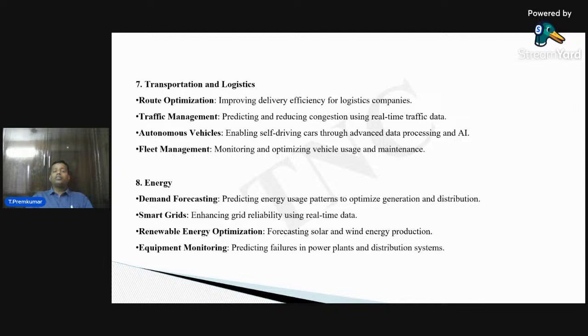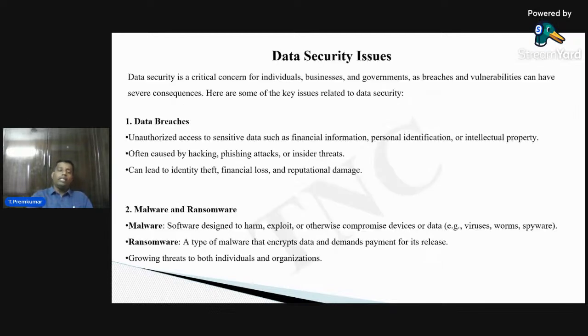And in the case of smart grids, we will mostly be improving grid reliability using real-time data. Then renewable energy optimization, which is forecasting solar and wind energy production. And equipment monitoring tells you about predicting failures in power plants and distribution systems. So this is the place where we can see the data science concepts in energy.